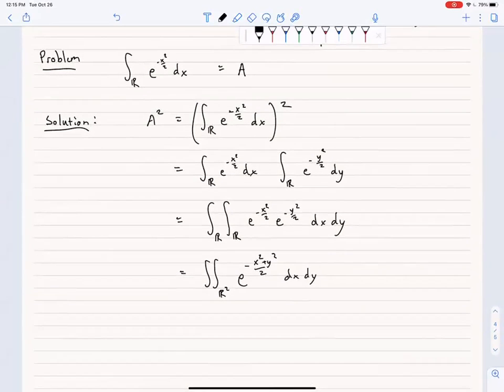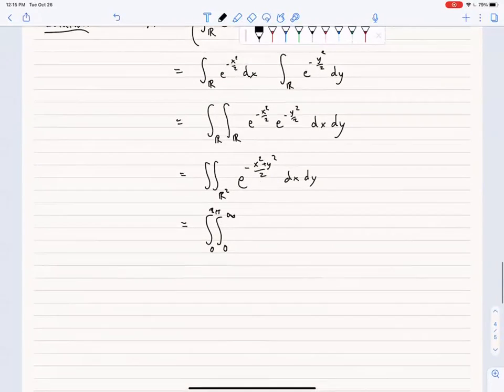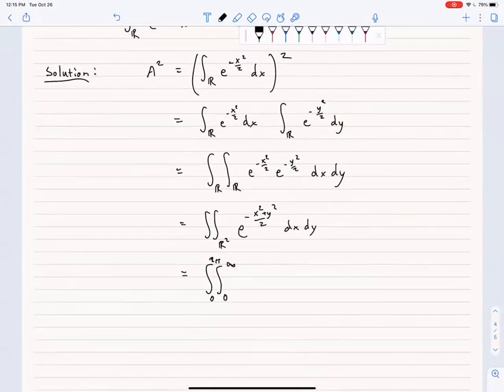But somehow, amazingly, polar coordinates does the job. So I need to go to infinity. My radius is now, I've got the polar rectangle, which is the entire plane. My radius goes from 0 to infinite radius. X squared plus y squared is r squared over 2. dx dy becomes r dr d theta. Holy cow.